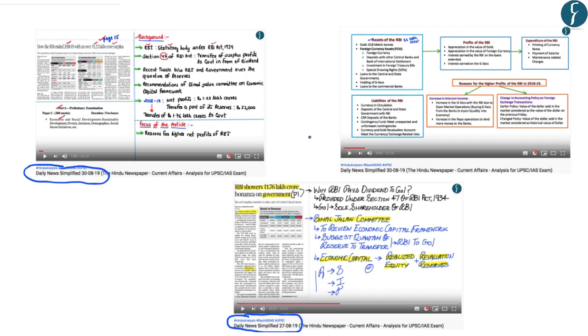Also, besides these, why did RBI have higher profits in the year 2018 and 19 has been discussed. So from exam point of view, to understand the basics of the Jalan committee recommendations and why is RBI earning higher profits in the year 2018 can be learned through watching these DNS videos. So please go through these videos and revise these topics accordingly. With this, let's take up the next article.